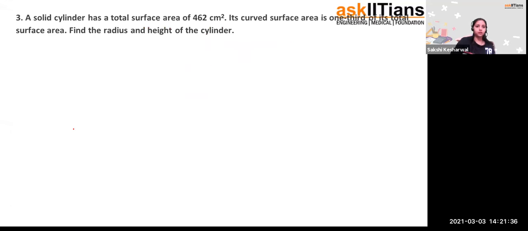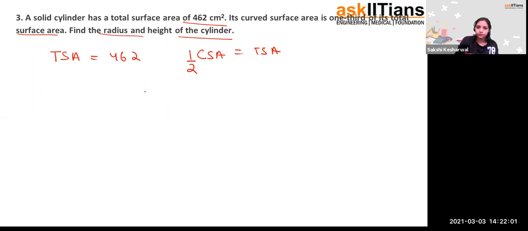Right? Now, coming to the next question, it says that the solid cylinder has a total surface area of this much and its curved surface area is 1/3 of its total surface area. Find the radius and the height of the cylinder. So it's given what, beta? TSA is equals to what? 462. And it's given CSA is what, beta? 1/3 of TSA, right? Yes or no?